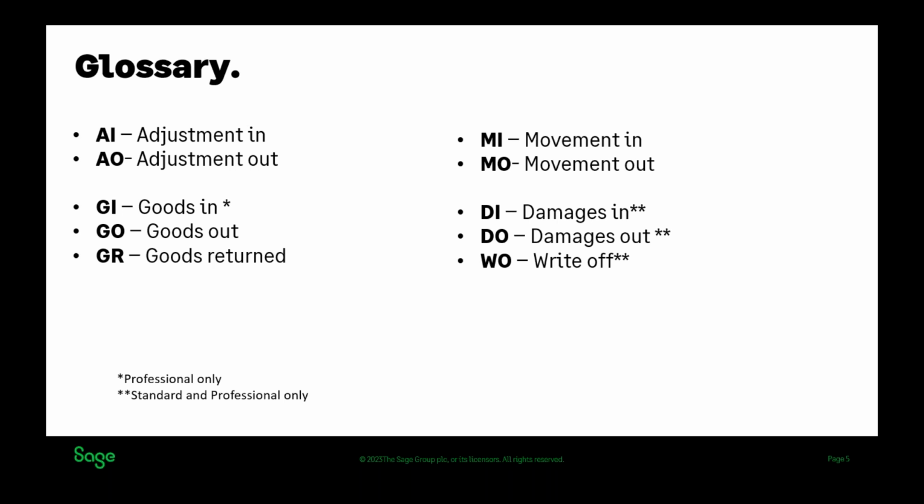Then we have our goods in, goods out and goods returned. Now these are transactions that result if you're using invoices and credits, or if you're using the purchase order and sales order module for goods in and goods out. We then have the movement in and movement out.